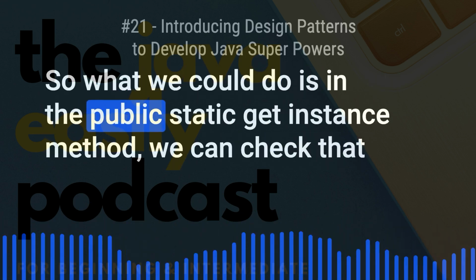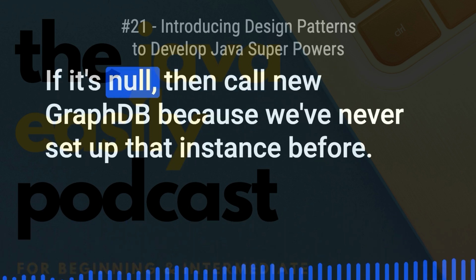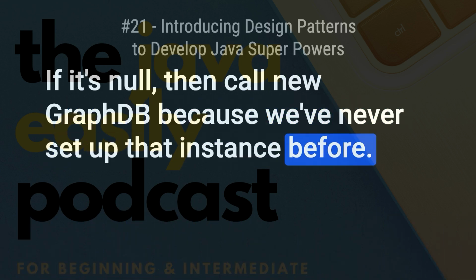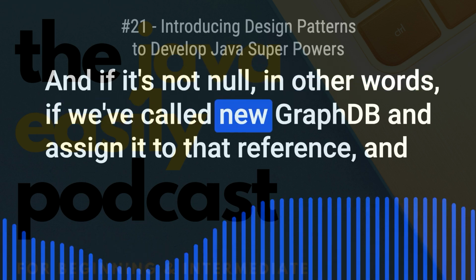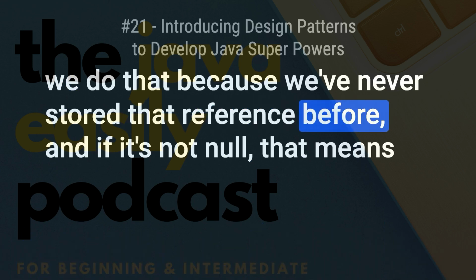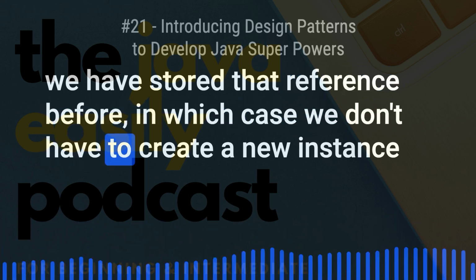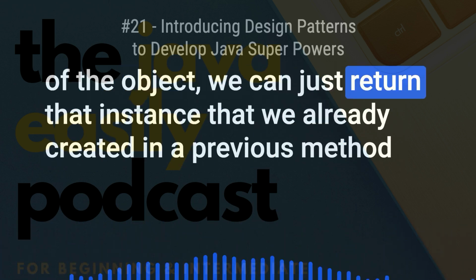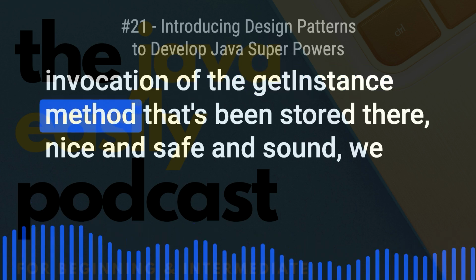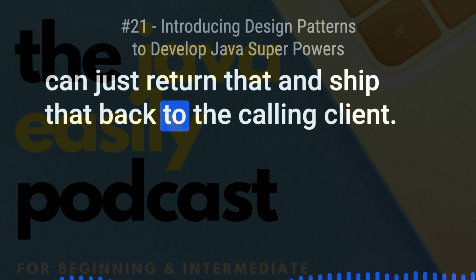So what we could do is in the public static getInstance method, we can check that data member, and we could say, if it's null, then call new GraphDB, because we've never set up that instance before. And if it's not null, in other words, if we've called new GraphDB and assigned it to that reference, that means we have stored that reference before, in which case we don't have to create a new instance of the object, we can just return that instance that we already created in a previous invocation of the getInstance method, stored there, nice and safe and sound. We can just return that and ship that back to the calling client.